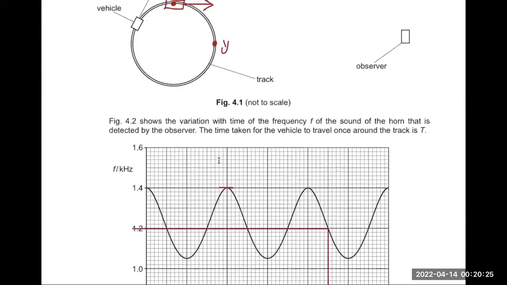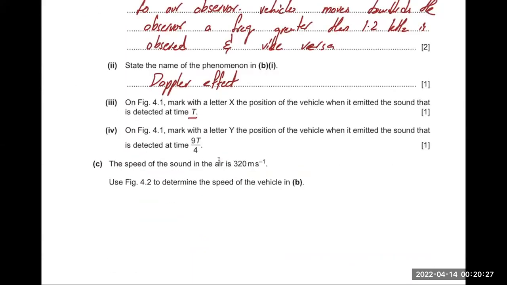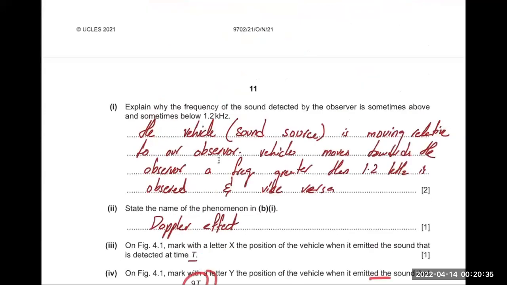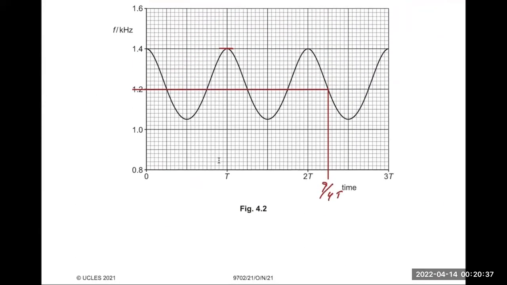The next part says, mark with the letter Y the position of the vehicle when it emitted the sound that is detected at 9T/4, or 9 over 4T, which is 2.25T. So 2.25T, or 9 over 4T, is over here, and the frequency heard is 1.2, which is the actual frequency, which means that at that instant, the vehicle is neither moving towards nor moving away.